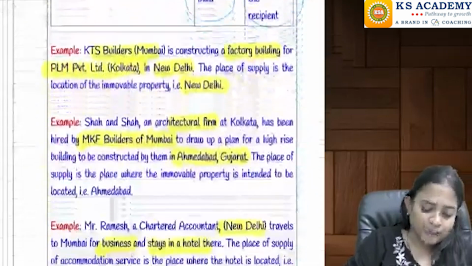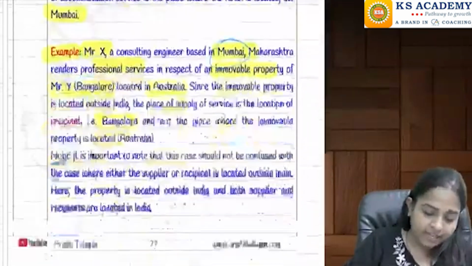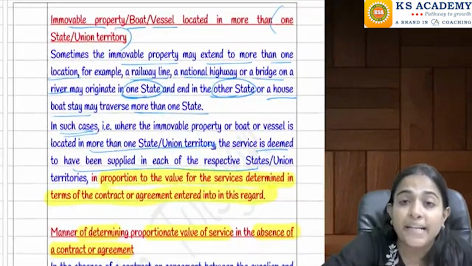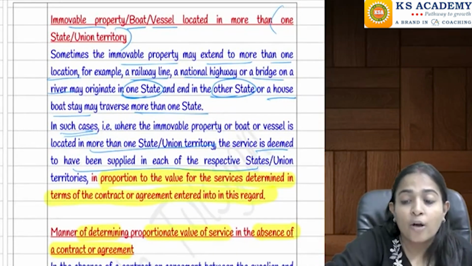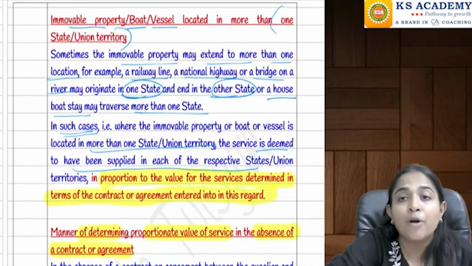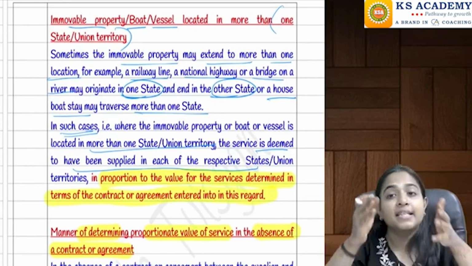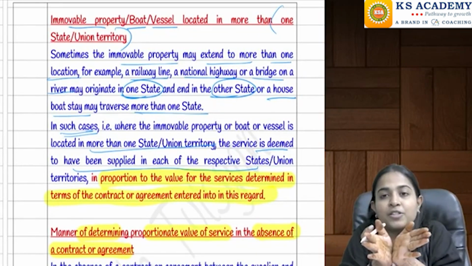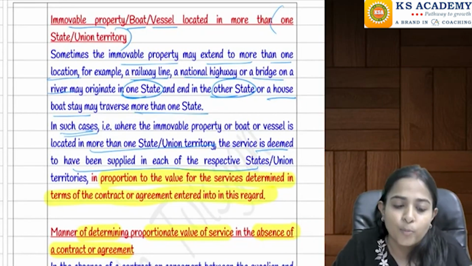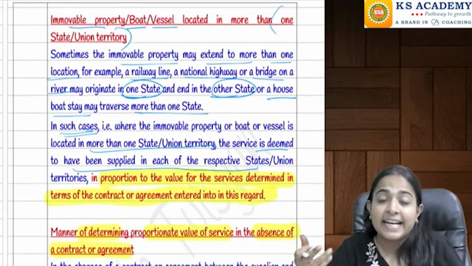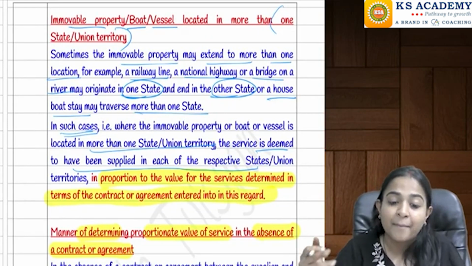Now after that, what if there are multiple immovable properties, or what if there is immovable property in multiple states or union territories, or what if there is a single property which spreads across 2 or more states? Then in that case, there are many states getting involved, so the place of supply might differ.